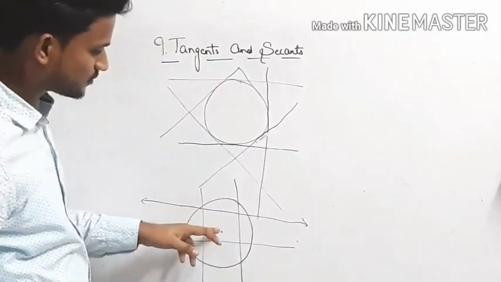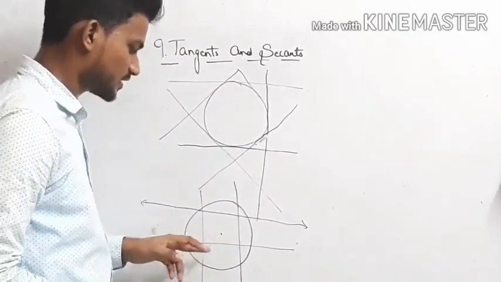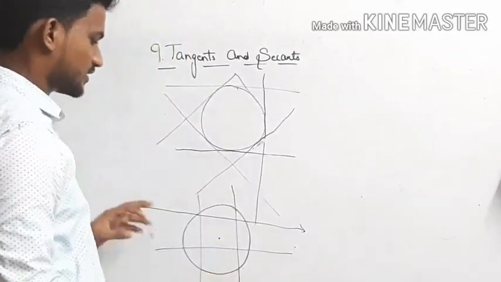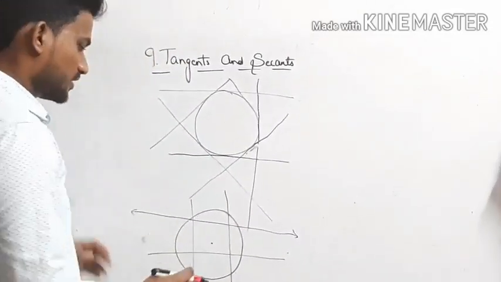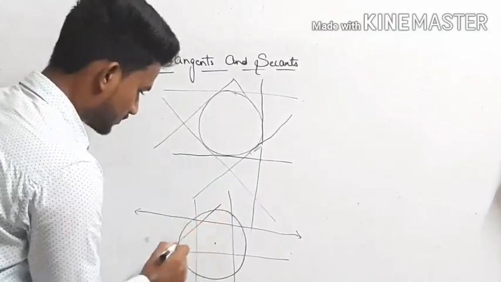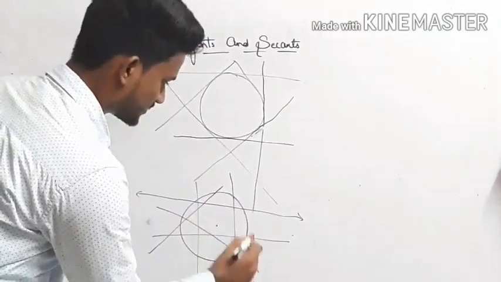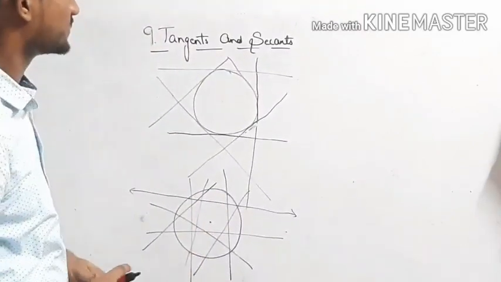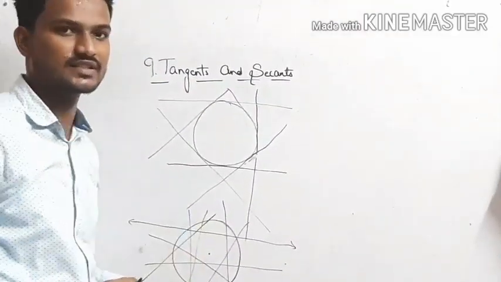It does not pass through the center of the circle, because if it passes through the center of the circle, it is known as a diameter. So it will pass only through 2 points in the circle. This is the introduction to tangents and secants.